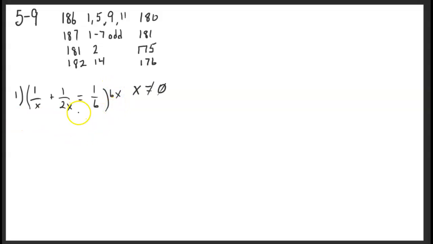Okay, because the number parts, 6 would be the least common, and the letter parts, x would be the least common. So if I multiply the first fraction by 6x, I get 6. If I multiply the second fraction by 6x, I get 3. If I multiply this 1/6 by 6x, I get x, which tells me x equals 9. And that's good.